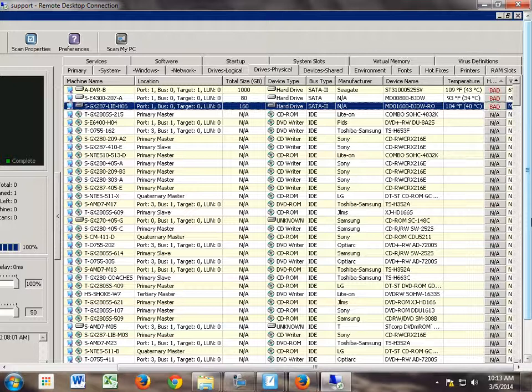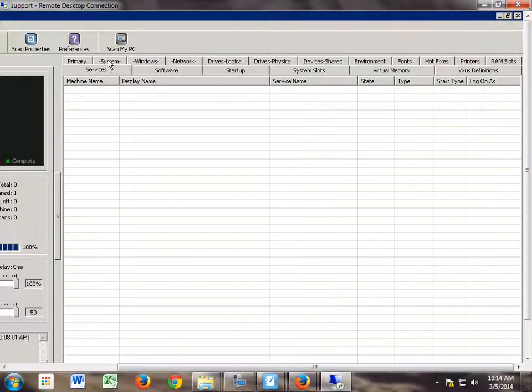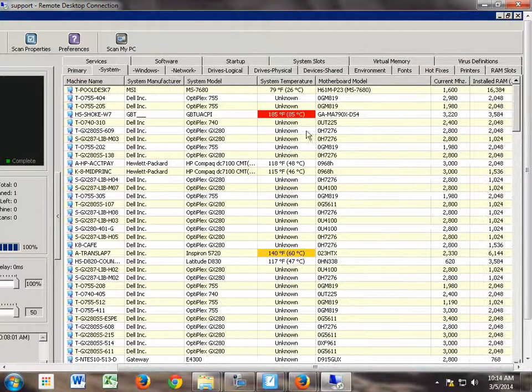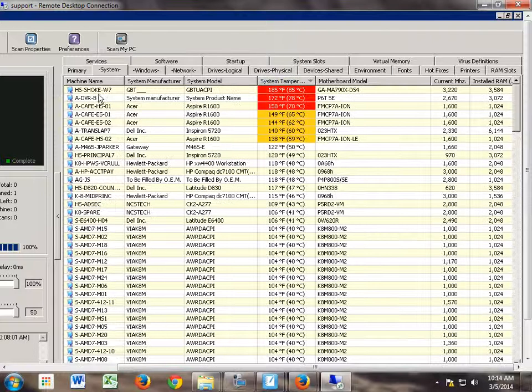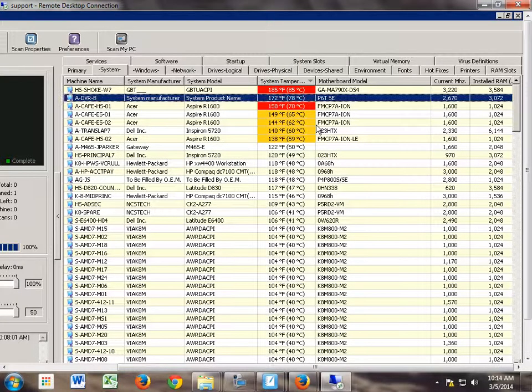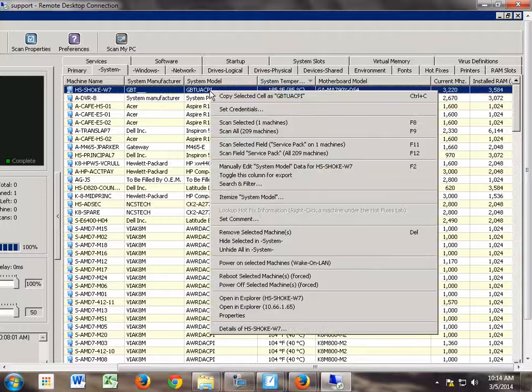This one, however, this DVR system, I wonder if that's the same one that said it was hot in the system tab. Because there's one that said it was really hot in the system tab as well. It is. It's the same system. System says it's running at 172 degrees, and the hard drive is showing it's a bad hard drive. It's probably been running too hot too long, and it's overheating the system. Let's rescan this one.